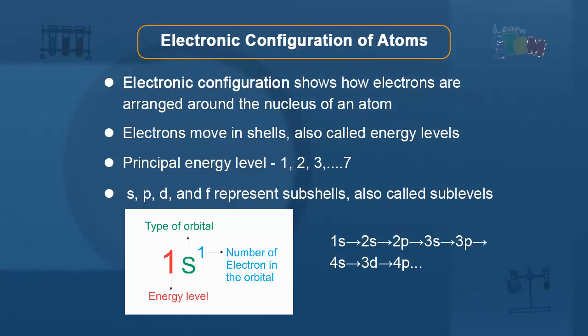The lowest energy orbitals must be filled first. For example, the 1s orbital is filled, and then we can fill the 2s orbital and go on to the 2p orbitals. From there, the filling of orbitals continues in order of increasing energy.